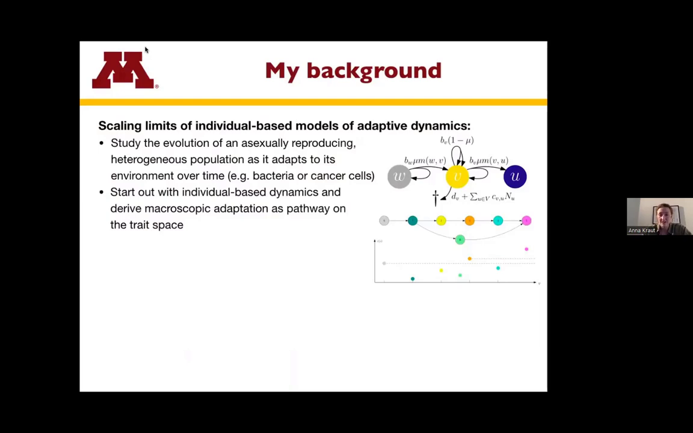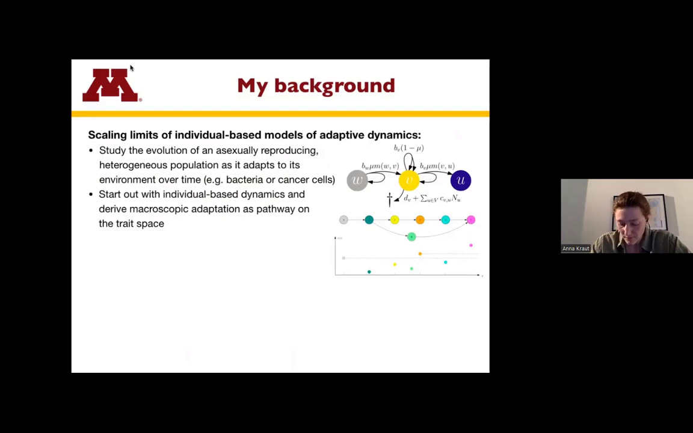Think of bacteria or single cells. And the entire assumption is that this population is not made up of a single type, but is heterogeneous and will adapt to its environment over time. And I like to draw these pictures to summarize the dynamics of a system, where arrows represent changes to the system, and we can have cells reproducing and dying.